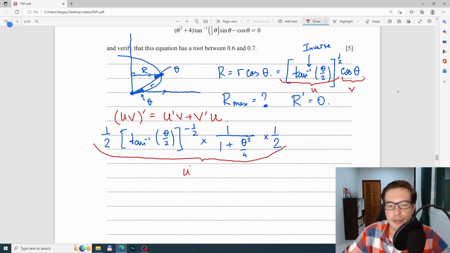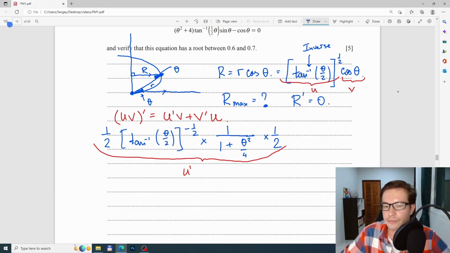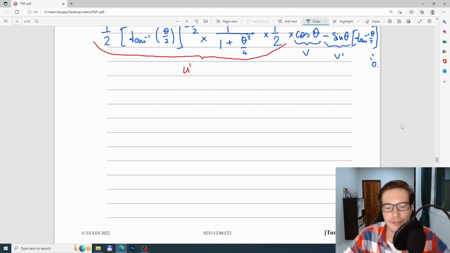So that's u derivative, times v, that's easy, times cosine, plus v derivative. Derivative of cosine is minus sine. So let's erase plus and put minus in there. Minus sine theta times u. V derivative times u. So again, inverse tangent theta over 2 to the power of a half. And that should be equal to 0. That's a very long equation.